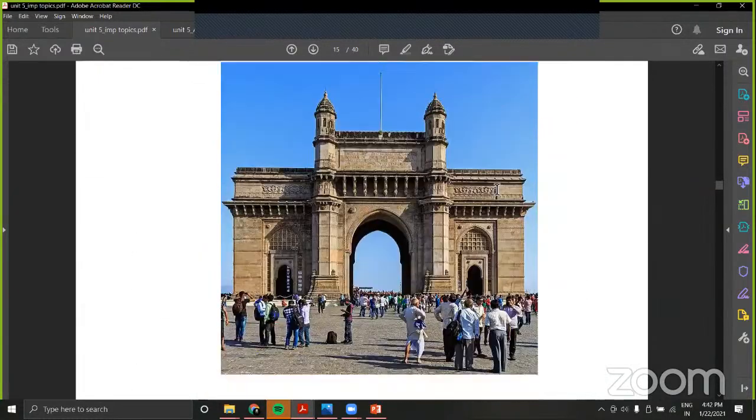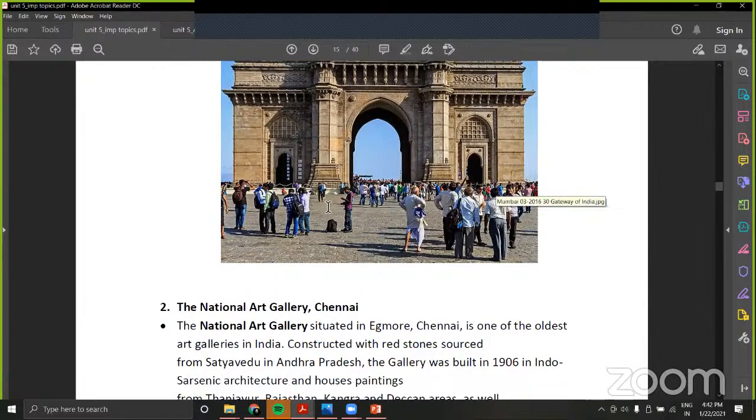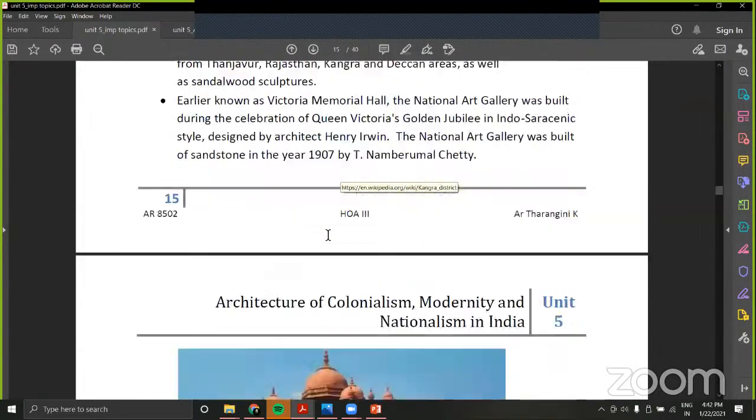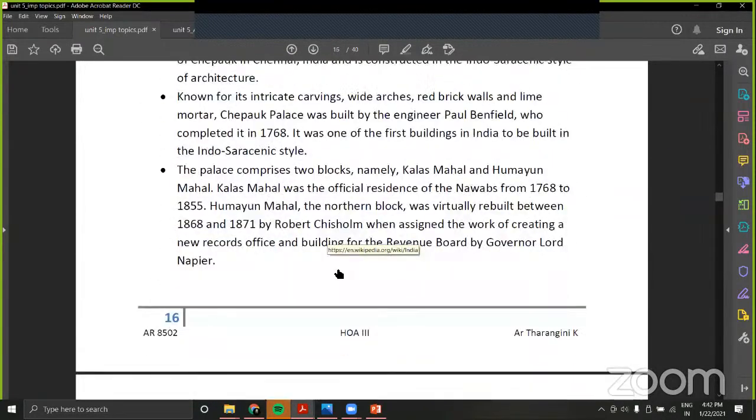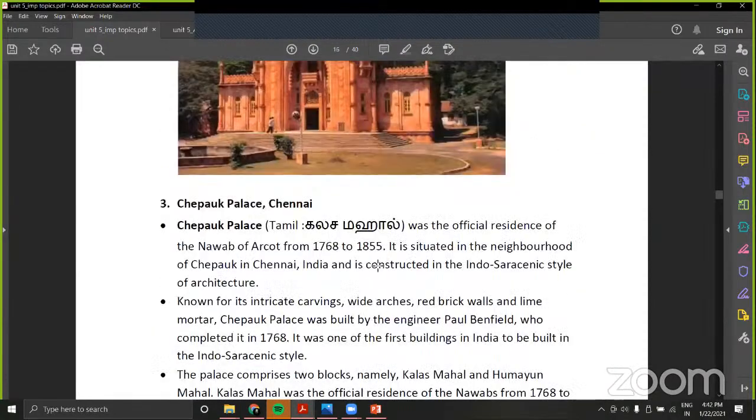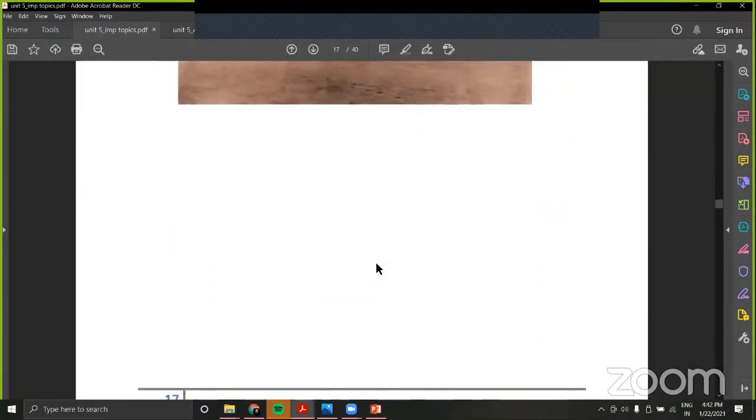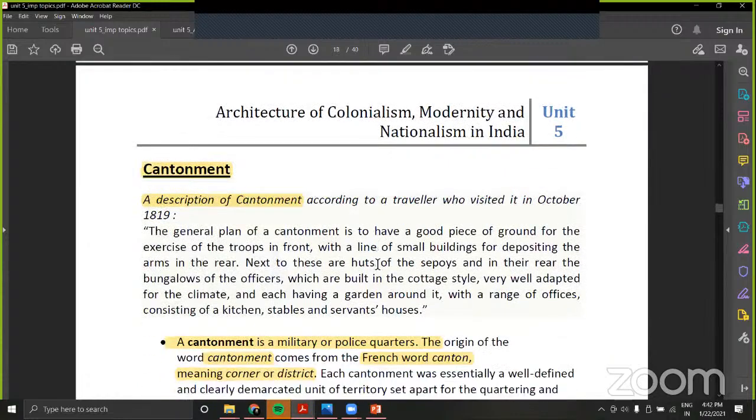Yeah. And they also have another National Art Gallery and the Chepauk Palace in Chennai. This was the Chepauk Palace in Chennai. So just see all these things.